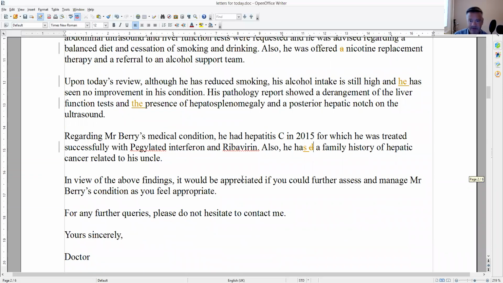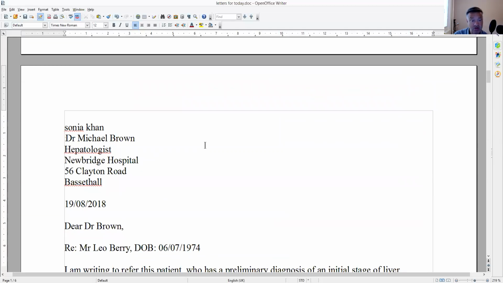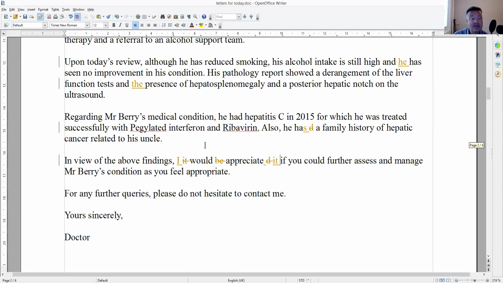Okay. In view of the above findings, it would be appreciated. Who would appreciate it? It would be appreciated by whom? I would appreciate it if you could further assess the management of Mr. Berry's condition. That's pretty good, Sonia. No real comment there. That's quite good.